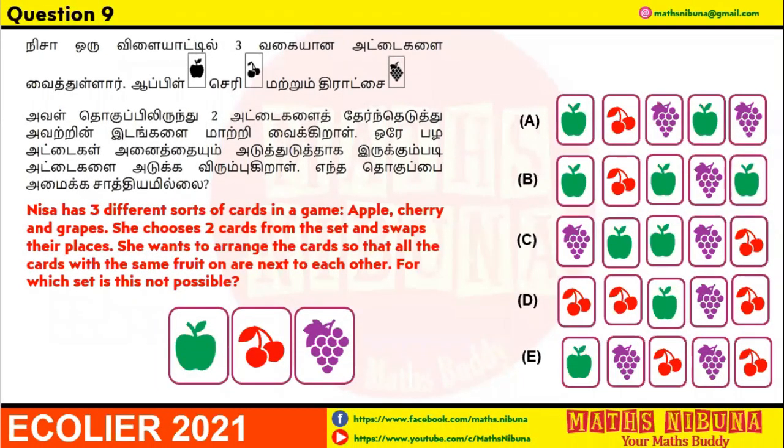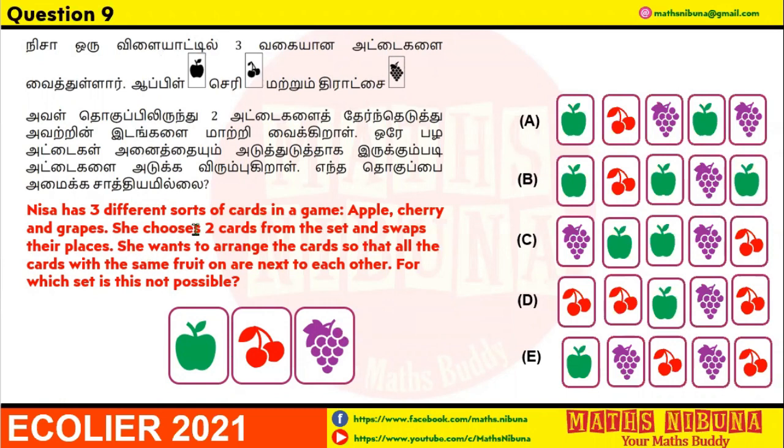Okay, now look at question number 9. Nisa has 3 different sorts of cards in a game. Apple, I give a green color. Cherry, I give a red color. And also grape, I give a purple color. So normally your paper, I don't think they have a color, but I'll just give you to make it easy to understand.